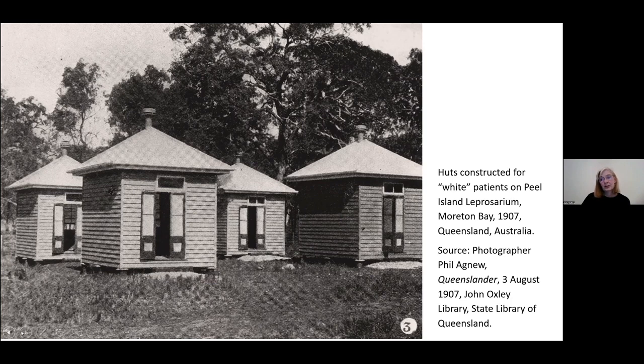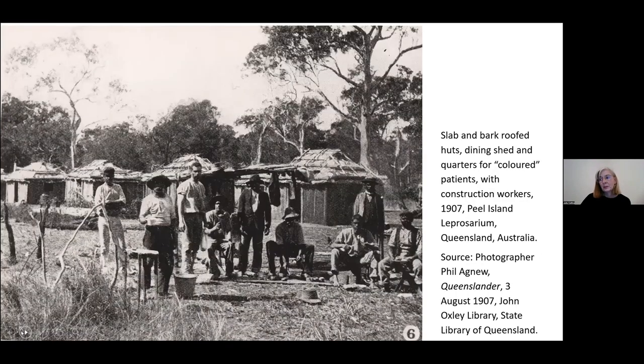By contrast, the huts for what were termed the coloured patients were constructed of rough timber framing clad with tea tree bark, low ceilings and earth floor, and accommodating more than one patient. When numbers increased, tents were used for sleeping quarters and extra, quote, coloured patients. And in 1908, with the deterioration of the bark cladding, corrugated iron sheeting was substituted. The difference in design and quality was clearly apparent.